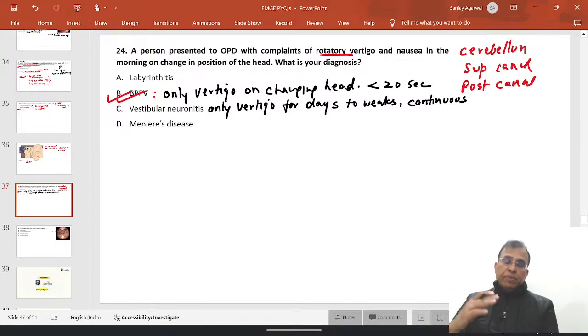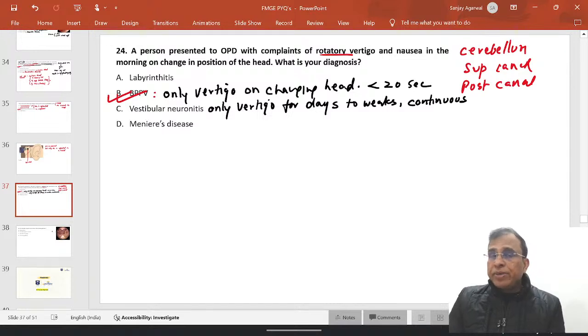So unlike BPPV, where the vertigo only happens when the patient is changing the head position, and otherwise, if the patient is not turning the head, the patient will be normal. But in vestibular neuronitis, whether the patient is turning the head or not, whether the patient is lying or sitting or walking or standing, there is non-stop, continuous vertigo. So it cannot be vestibular neuronitis.